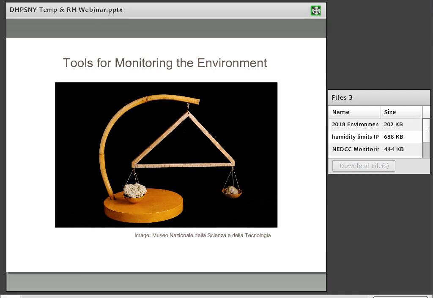So in terms of tools for monitoring the environment, thankfully you do not have to use this device here, which is very beautiful, but seems quite complicated. For this webinar, I'm going to focus on data loggers rather than some of the older tools used to measure the environment for a couple of reasons.